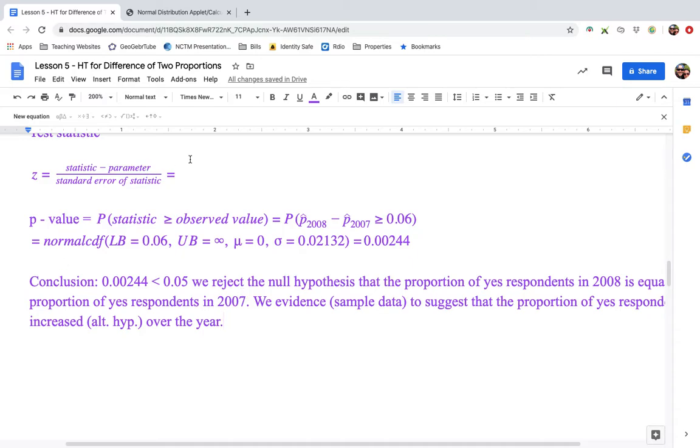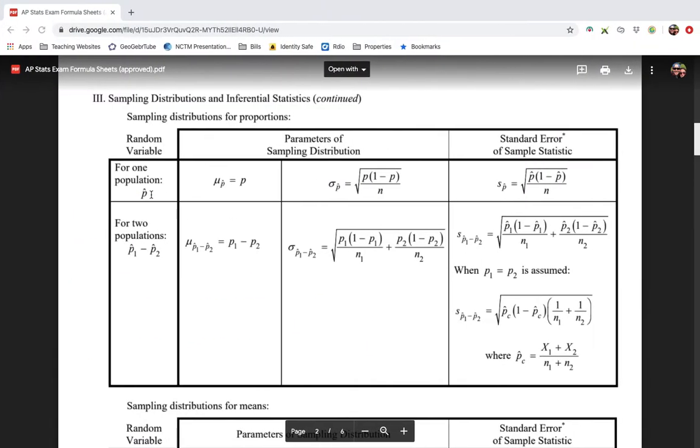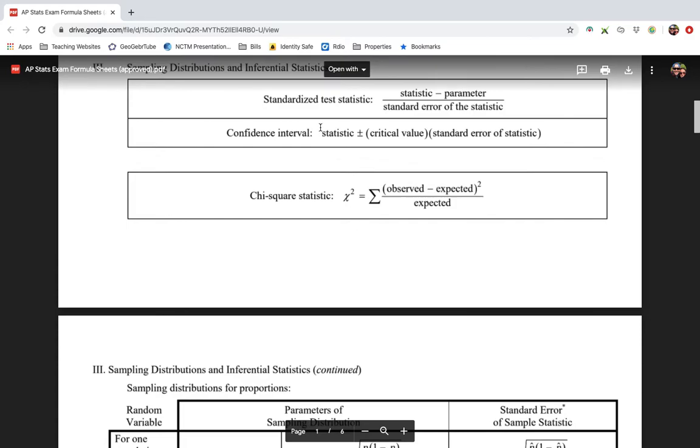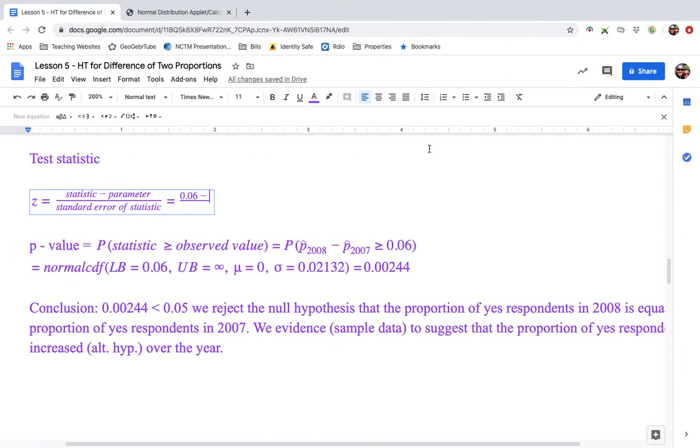I skipped this test statistic part for a second. We're going to calculate it because that's just a z-score. Some of you use the z-score to do your normal calculations. So your z-score would be your statistic, which is 0.06, minus the parameter. Now the parameter, and this is off your AP formula sheet, you can see that up here. The standardized test statistic is right here. Your parameter is your expectation. So our expected difference was 0 from our hypotheses. The standard error was 0. What did we calculate?